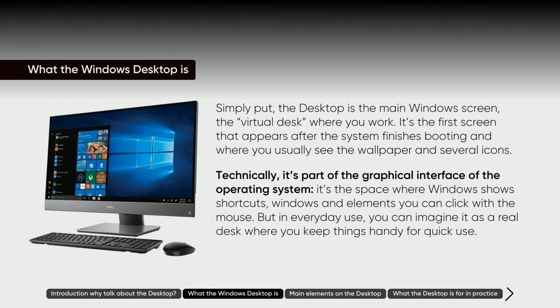What the Windows desktop is. Simply put, the desktop is the main Windows screen, the virtual desk where you work. It's the first screen that appears after the system finishes booting and where you usually see the wallpaper and several icons. Technically, it's part of the graphical interface of the operating system. It's the space where Windows shows shortcuts, windows, and elements you can click with the mouse. But in everyday use, you can imagine it as a real desk where you keep things handy for quick use.